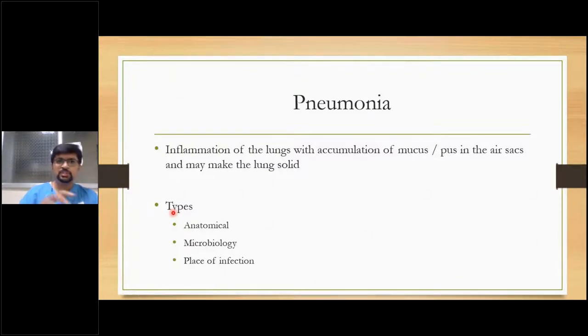Even though this is a categorization based on the place of infection, I can rather say it is a microbiological classification itself, because community-acquired pneumonia has a different set of organisms causing infection, hospital-acquired pneumonia has a different set of organisms, and ventilator-associated pneumonia has a different set of organisms. So this is the microbiological differentiation between the different pneumonias based on the place of infection.